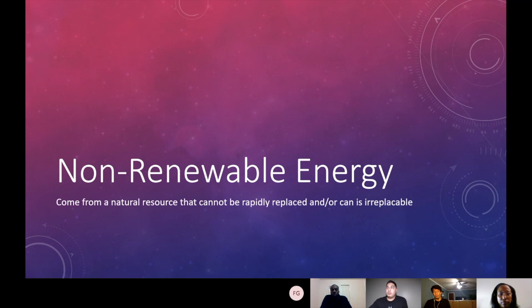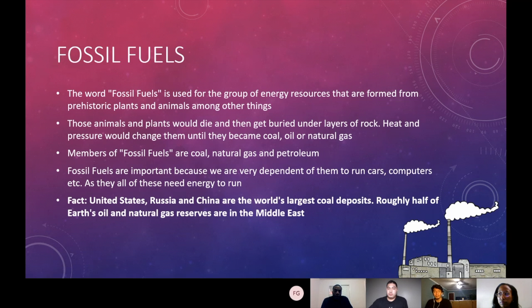And for non-renewable energy, it's sort of hinted in the name that it's energy that comes from a natural source that cannot be rapidly replaced or is irreplaceable. The most popular one, something that's been around for a very long time, is fossil fuels.